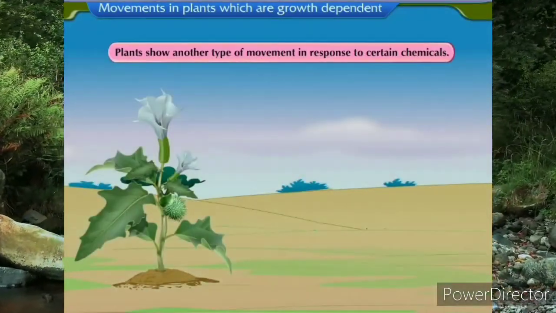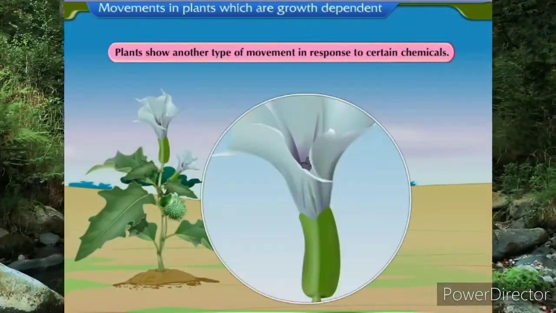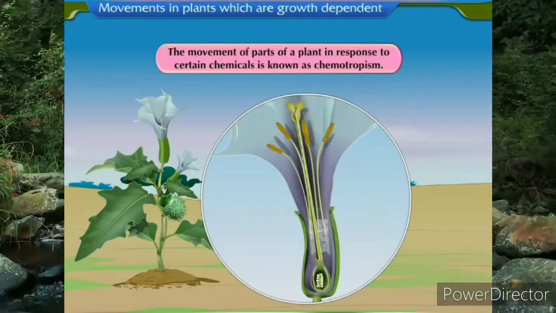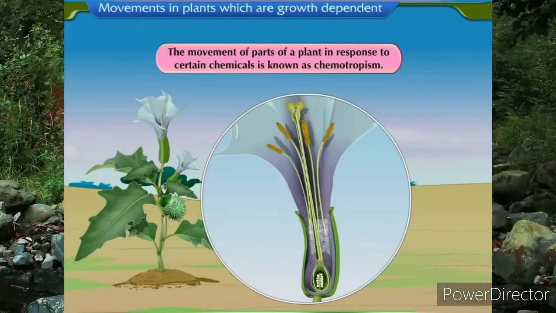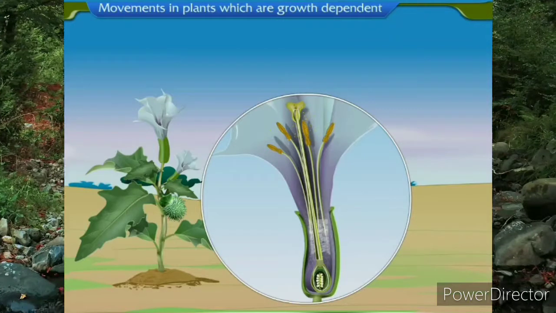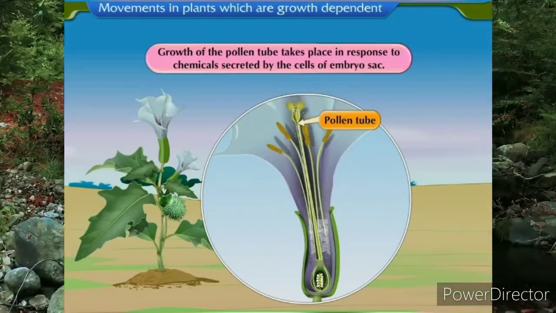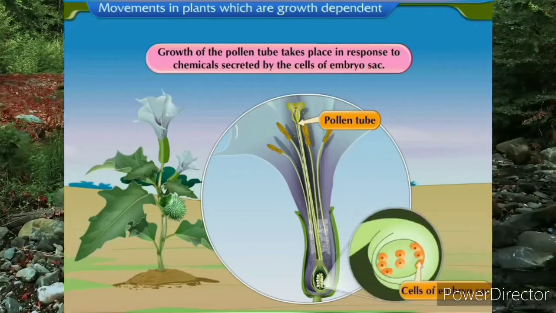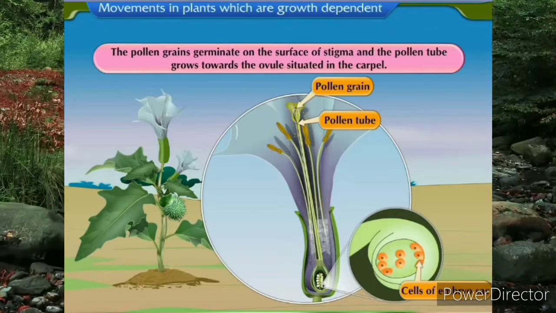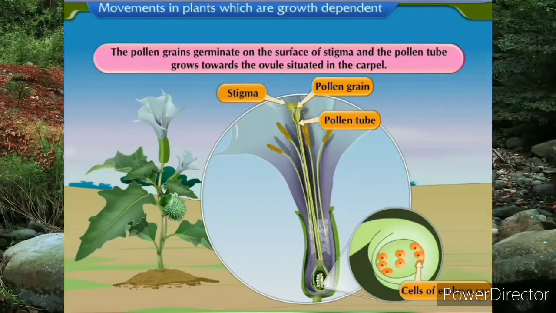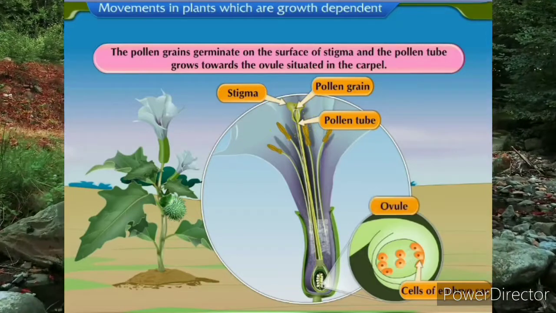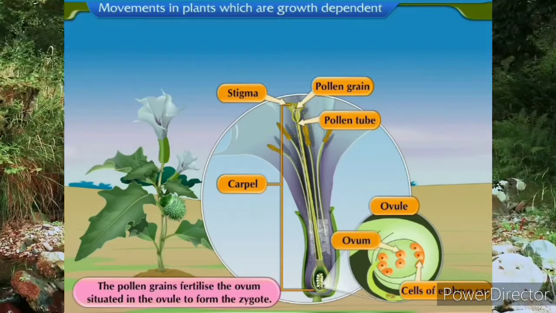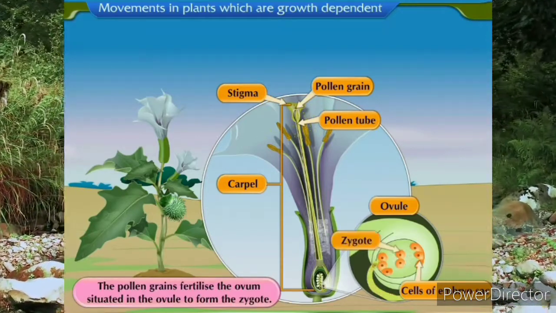The plant shows yet another type of movement in response to certain chemicals. This movement shown by the parts of the plant in response to certain chemicals is known as chemotropism. This type of movement is shown by the pollen tube. Growth of the pollen tube takes place in response to chemicals secreted by the cells of embryo sac. The pollen grains germinate on the surface of stigma and the pollen tube grows towards the ovule situated in the carpel. Later, the pollen grains fertilize the ovum situated in the ovule to form the zygote.